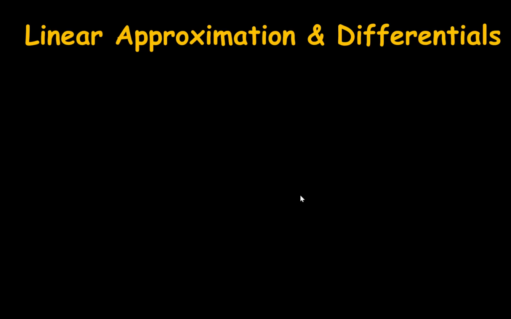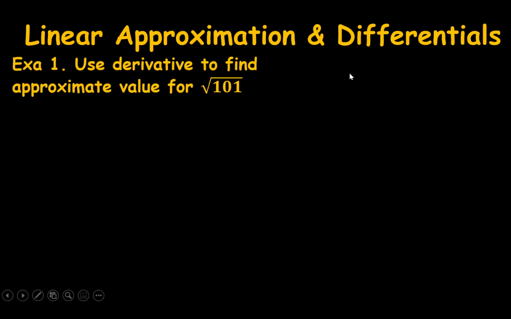Let's talk about linear approximation and differentials. First, we look at a motivating example. Suppose we want to find the square root of 101. Well, this is not obvious, but let's just find its approximate value with the help of the derivative.